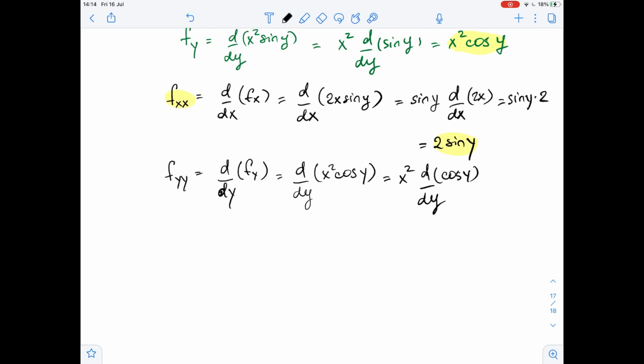And this equals the derivative of cosine of y with respect to y, which is negative sine of y, so we get negative x squared times sine of y. This is another second order partial derivative.